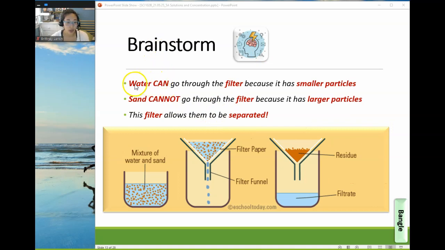But again, just to review, water can go through the filter because it has smaller particles. Sand cannot because its particles are too big, and this filter allows them to be separated. And again, this idea of being able to be separated through something physical like a filter paper is going to be important for today's lesson.